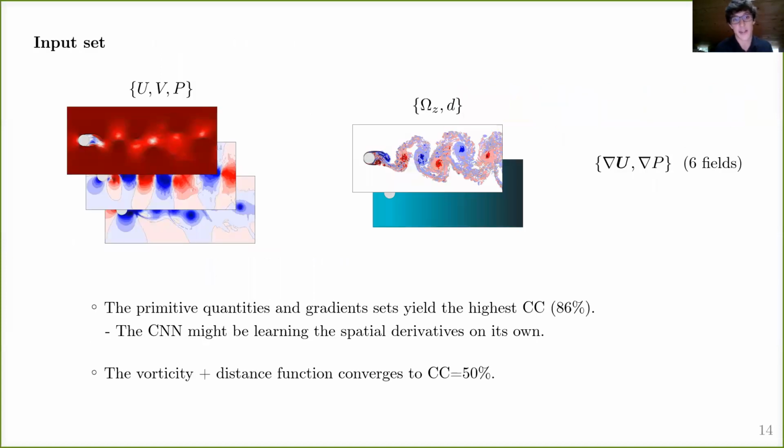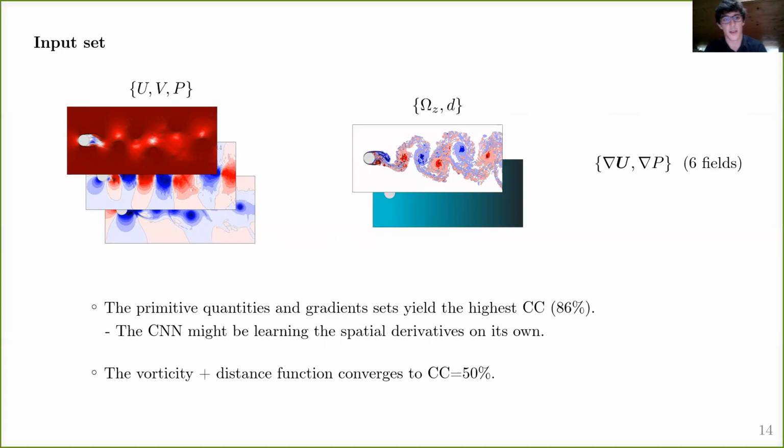So, and last, we tested what input set was working better to map these resolved span-wise average quantities to our span-wise fluctuating closure terms. So we tested primitive quantities like velocity and pressure. We also tested span-wise vorticity and a distance function. And finally, we tested a gradient set, so we have the Jacobian matrix of the velocity flow field and the gradient of the pressure.